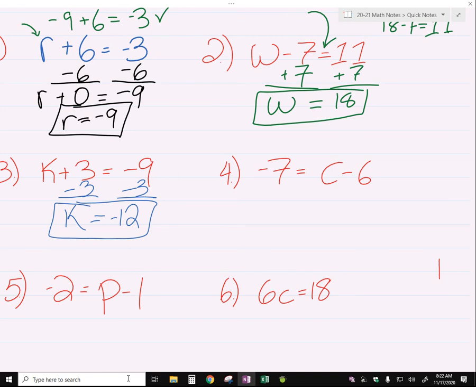Negative 12. And where we wrote negative 3, that's the one step of the one-step equations. For number 4, you can see that the variable is on the right side of the equation. That can happen as well. So we have C is being subtracted by 6. To undo it, I'm going to add 6. But don't forget that for this equal sign here, I need to add 6 to that side as well. I have negative 7 plus 6 is going to be negative 1. And that's equal to just C.